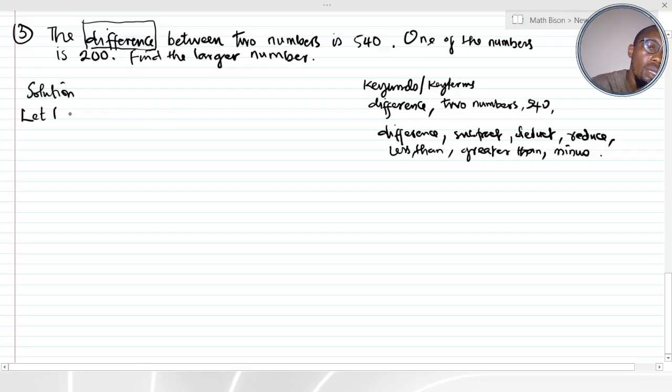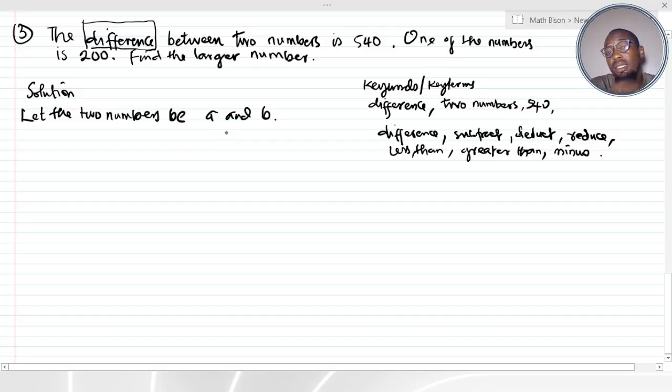Let the two numbers be what? Let's say A and B. But honestly, we have been told that one of the numbers is 200. So maybe we don't need a variable again. So instead of A and B, we say A and 200.